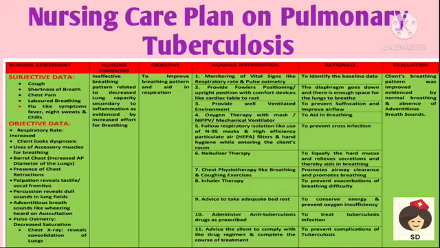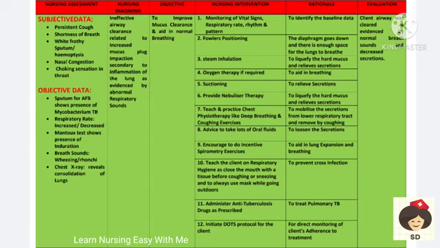So today we'll see a nursing care plan on a patient with pulmonary tuberculosis. The patient will have persistent cough, hemoptysis, congestion. Because of that, the patient is not able to remove the secretion. So: ineffective airway clearance related to increased mucus plug impaction secondary to inflammation of the lung, as evidenced by abnormal respiratory sounds. The objective is to clear the mucus.